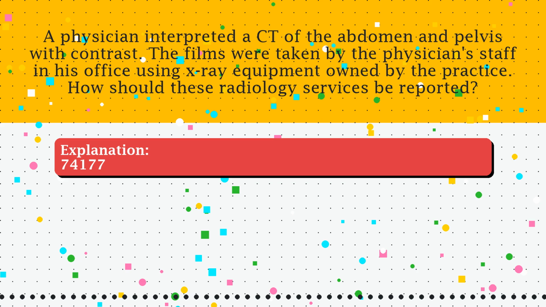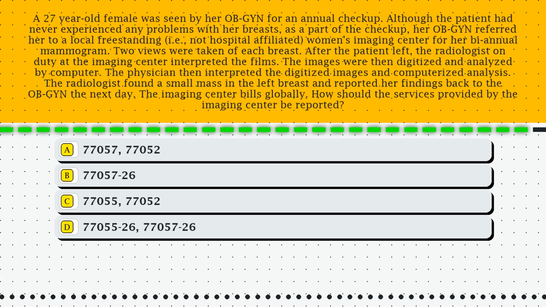Question 116. A 27-year-old female was seen by her OBGYN for an annual checkup. Although the patient had never experienced any problems with her breasts, as a part of the checkup, her OBGYN referred her to a local freestanding, not hospital-affiliated, women's imaging center for her biannual mammogram. 2 views were taken of each breast. After the patient left, the radiologist on duty interpreted the films. The images were then digitized and analyzed by computer. The physician then interpreted the digitized images and computerized analysis.